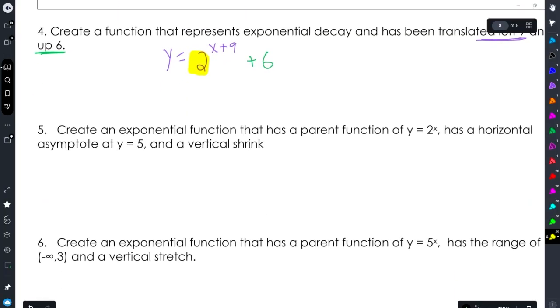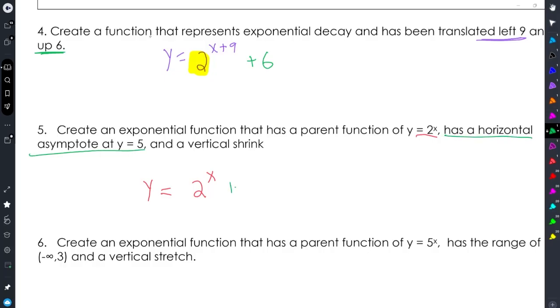Now, number 5, create an exponential function that its parent is y equals 2 to the x. So that means it has to be y equals 2 to the x. Now it says has a horizontal asymptote at y equals 5. So that means there must be a plus 5 out here. And then a vertical shrink means in front needs to be a number less than 1. So like 1/3. So that has a vertical shrink. Its parent function is 2 to the x, and a horizontal asymptote at y equals 5.